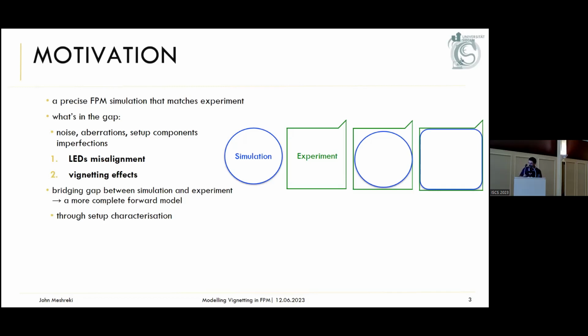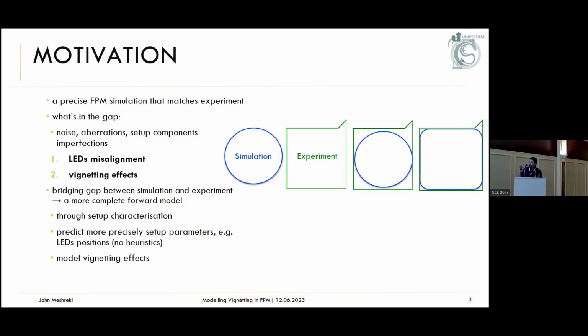So basically, we would like to do a setup characterization where we would project more precisely the setup parameters, more specifically the LEDs' positions. And by more precisely, I mean there are no heuristics. And we would also like to model the vignetting effects.